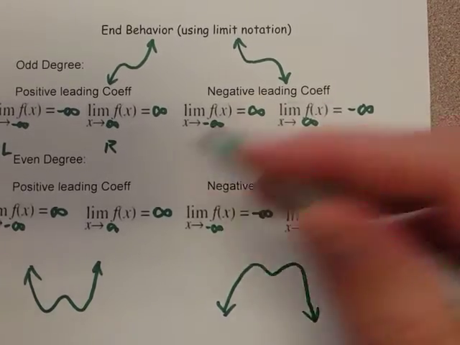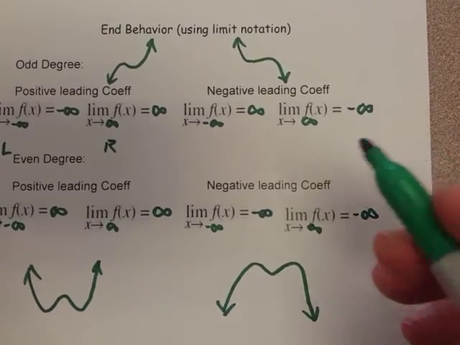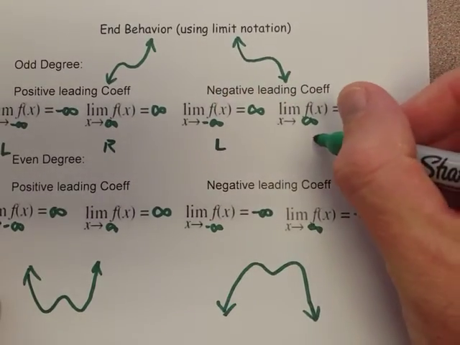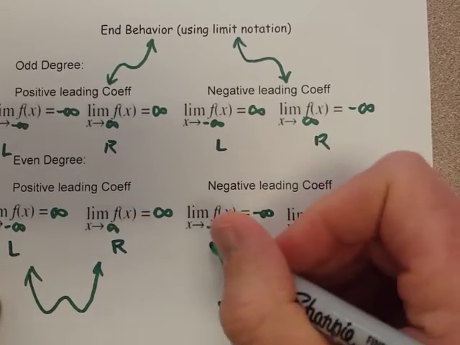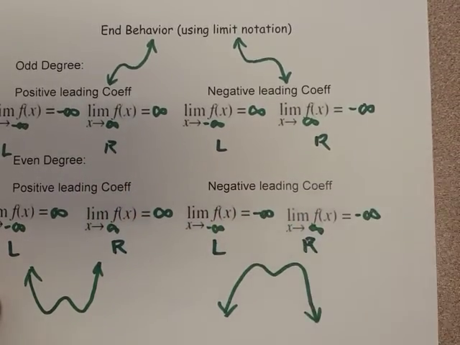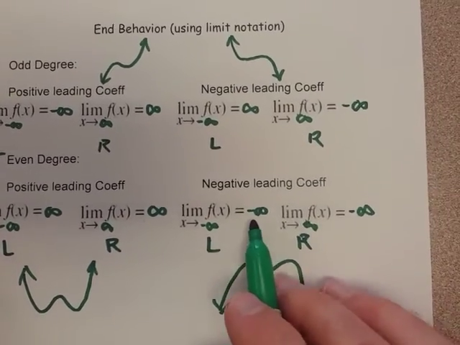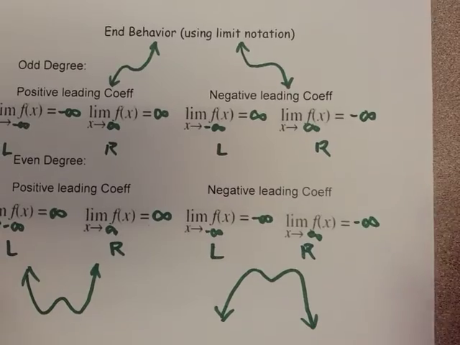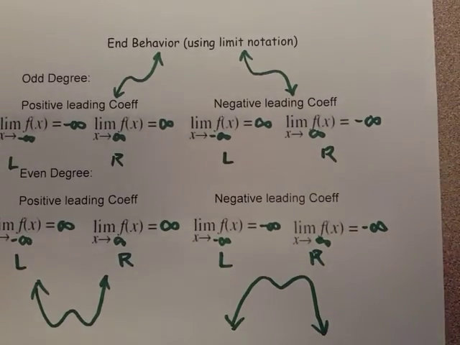So it can get kind of confusing if you look at it all at once, but just remember that we're doing a left and a right side for each and every one of these, and you just have to decide if the end is going up or if it's going down. That part goes out after the equal sign, and those are kind of the basics of end behavior and using that notation.